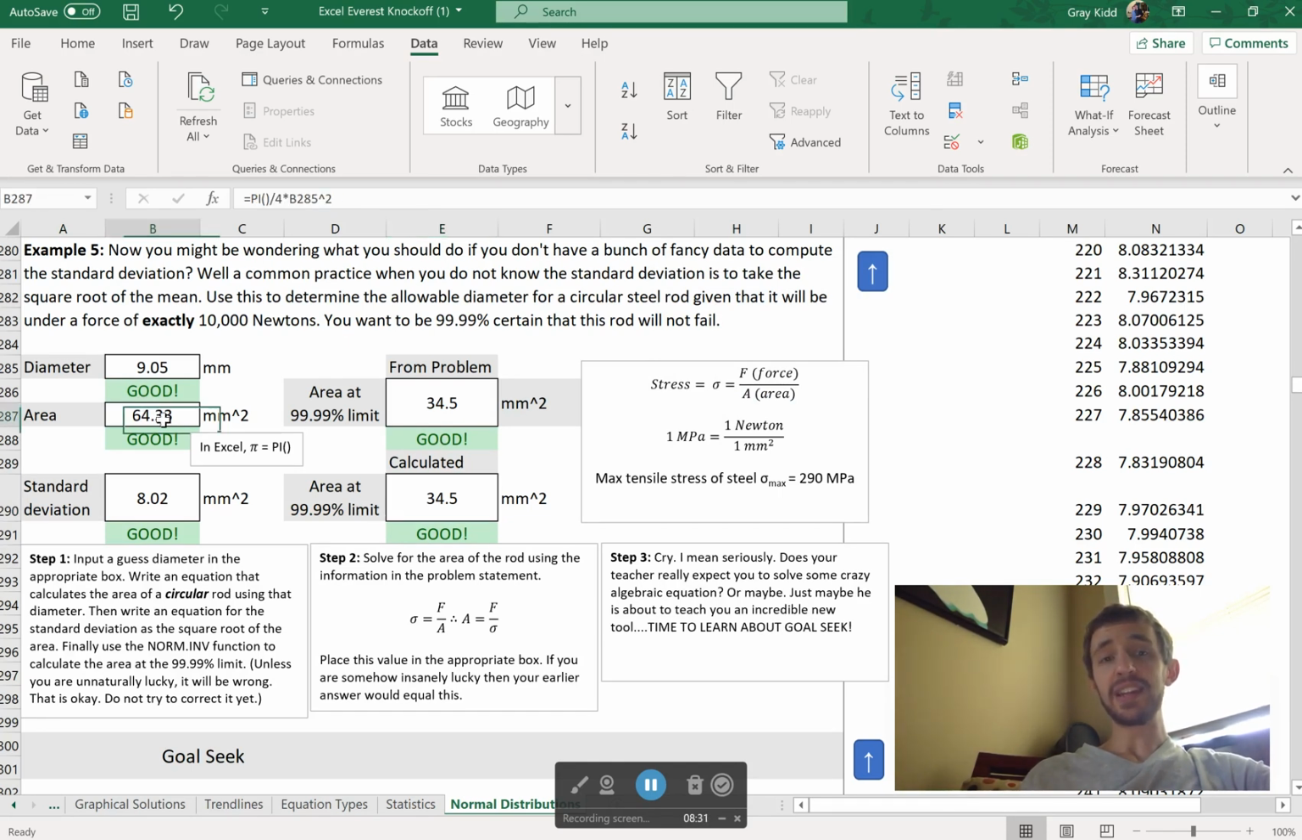So this tells me that I need an area of 64.33 on average to make sure that with variation, there's only a 0.01% chance of failure. I'm 99.99% certain that it will not fail. Okay? That's how I have to do this. So you see there's a little bit more calculation here than you might expect. But it's still good stuff, and it's still extremely helpful. I hope that you'll really try to dig into this and learn it well, because Goal Seek is amazing.